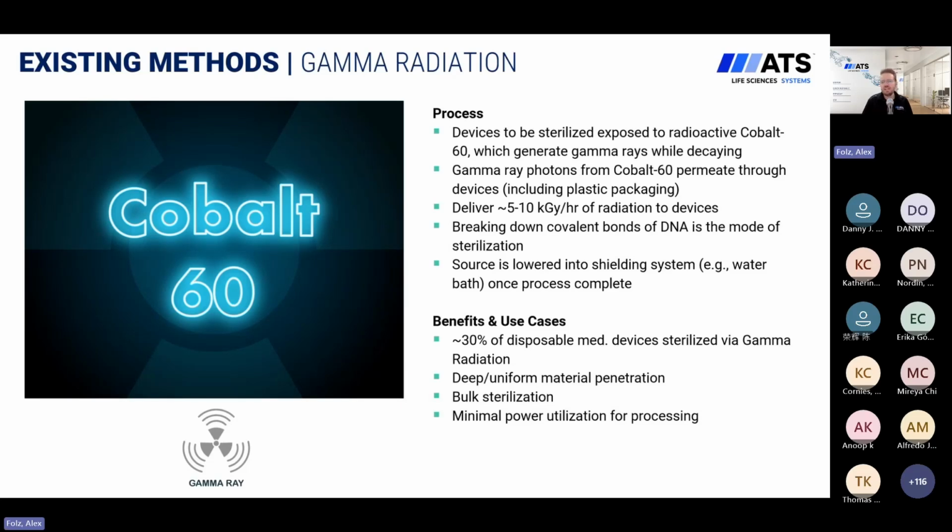So in this case, a little bit less use than ethylene oxide. We're looking at about 30% of disposable medical devices sterilized this way. Some of the advantages is you get a deep, uniform material penetration with the gamma rays that are being emitted. Very good for bulk sterilization, right? Again, having that large case pack of devices rotating around that rack of cobalt-60. And because your radioactivity is coming directly from the cobalt-60, not from a power source, you do have minimal power utilization for processing. You really need to power the conveyors that move the product around, the gantry that moves the cobalt-60 around, but other than that, limited power use for gamma radiation.